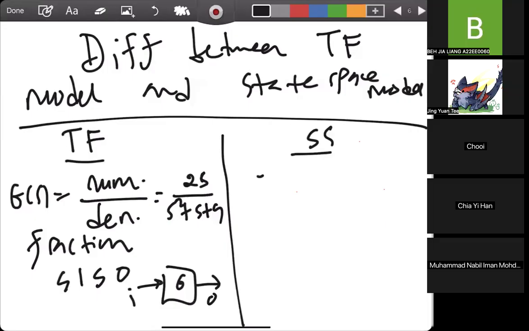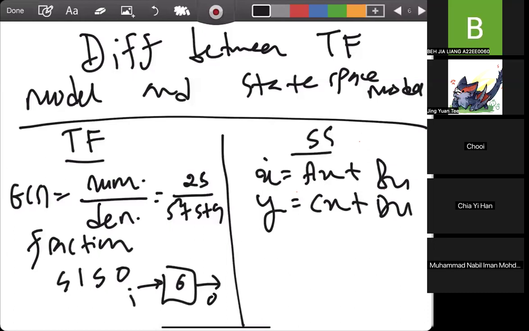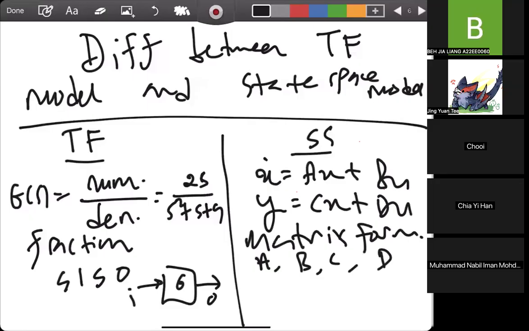For state space, we have x dot and y in matrix form: A, B, C, D. No fraction, and it is multi-input, multi-output. It can be 1 input, 3 outputs, or 1 input, 2 outputs, and so on. Did I answer your question? Yeah.